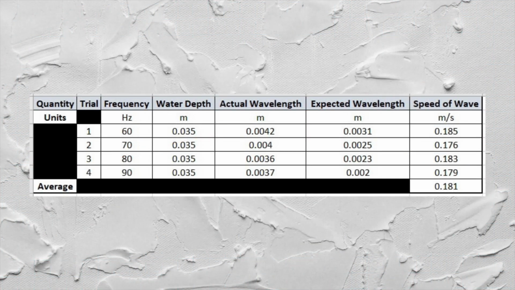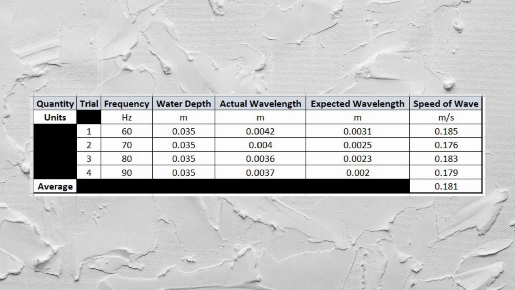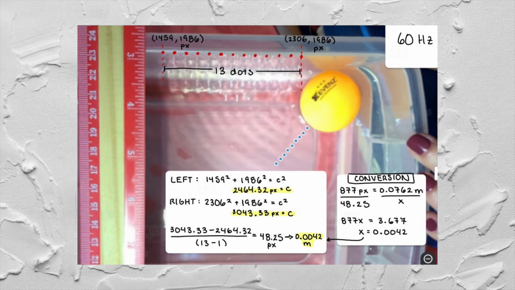Shown here are all the calculated and collected data organized in one table. The expected wavelengths were calculated by taking the wave speed and dividing it by the frequency. The expected wavelengths were compared to the actual wavelengths from the experiment, which were calculated by marking the location of multiple crests from a snapshot of the video, finding the X and Y pixels in video analysis, finding the distance between the far points using the Pythagorean theorem, converting to meters using the pixel to meter conversion, and dividing by the number of crests minus 1. The snapshot showcases the actual wavelength calculation for the 60 Hz trial.